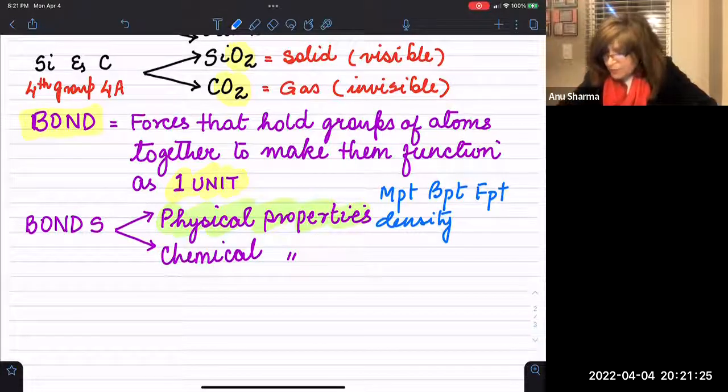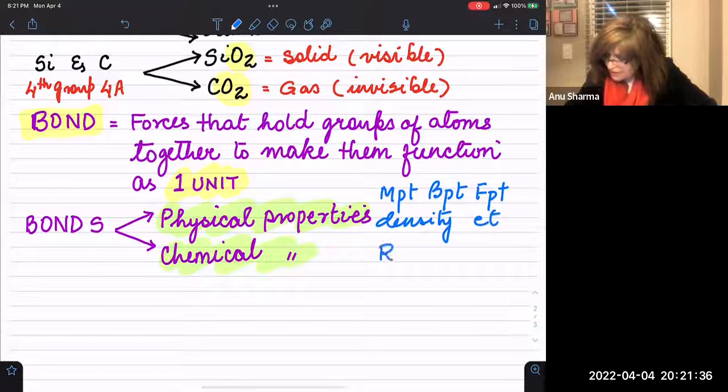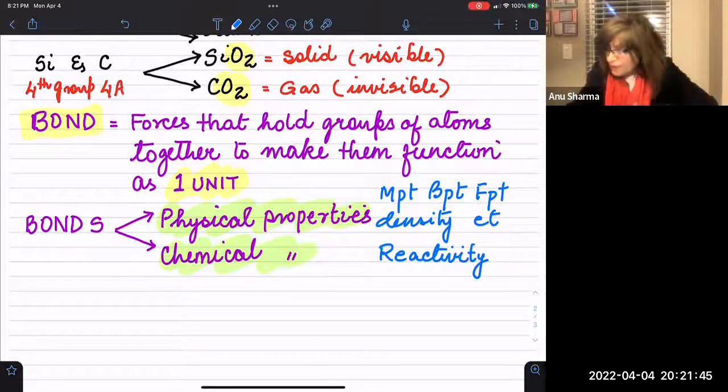Next is the chemical properties. How does a substance react? How does a substance react with either oxygen or water or acids or bases and those things? So the chemical reactivity of the substance also depends upon the nature of the bonds a substance has. Now, that's the very basic things about the bonds.